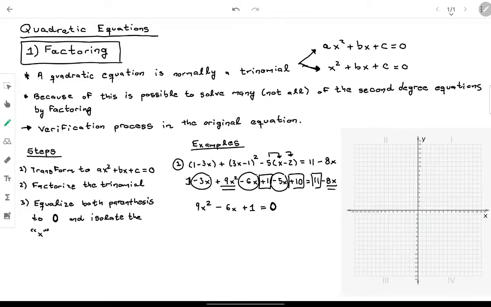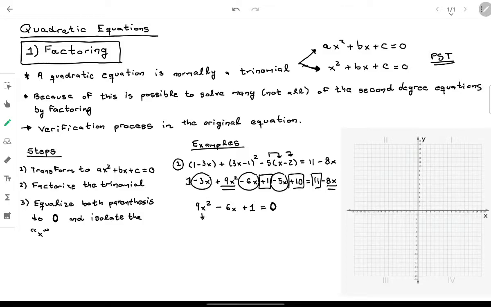So we have now the structure of a trinomial. This is a trinomial, so we need to factorize it. Remember, for trinomials, we have three possibilities. We have the ax squared plus bx plus c trinomial. We have the x squared plus bx plus c trinomial. And we have also the perfect square trinomial. So this one that we have here is a perfect square trinomial.